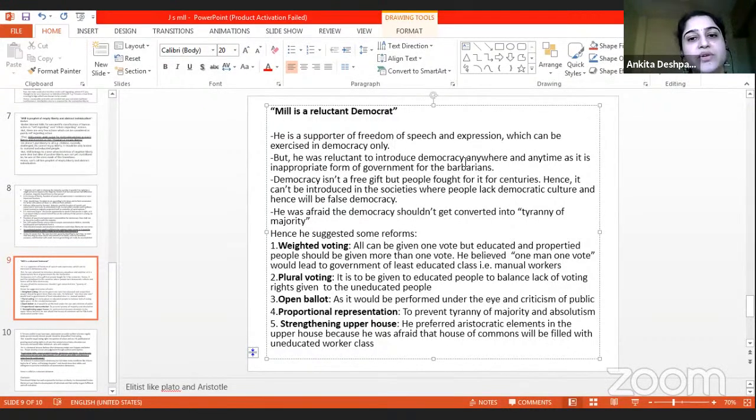So he is reluctant to introduce democracy anywhere and anytime, as it is an inappropriate government for barbarians. Because for democracy to survive, he believes education is important. Through education you become mature, and only then can you use the concept of speech and expression properly. So democracy, according to J.S. Mill, wasn't a free gift, but people fought for it for centuries. Hence, it can't be introduced in societies where people lack democratic culture. Hence, it will be a false democracy.